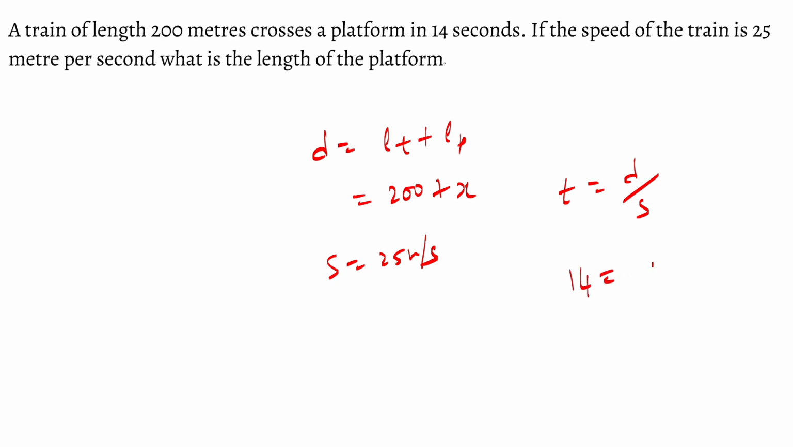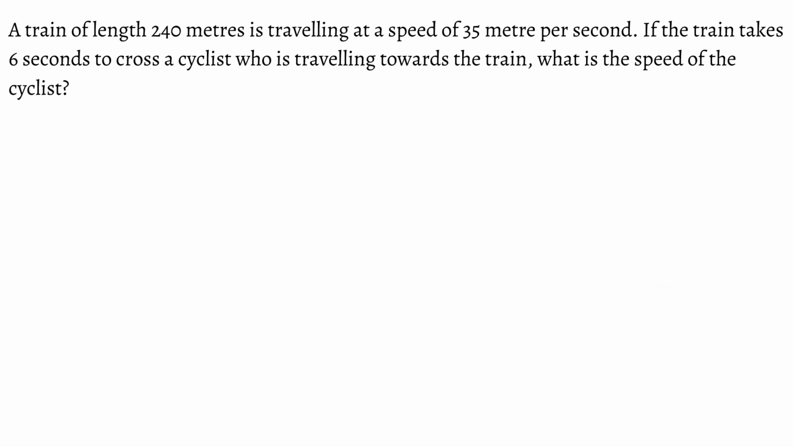So 14 seconds is equal to (200 + x) / speed, and the speed is 25. So solve it and we'll get x as 150 meters. So the length of the platform is 150 meters. Let's move on to the third case, which is the moving point object.